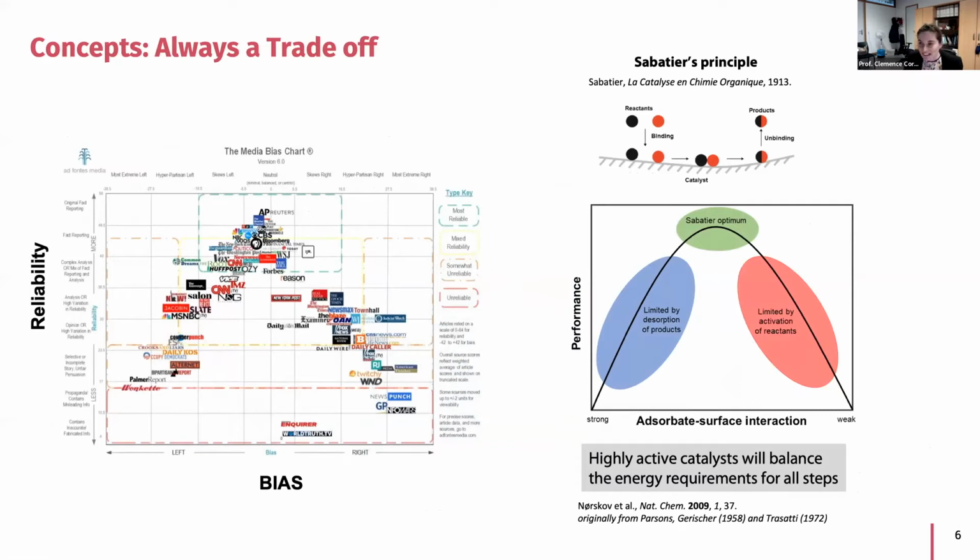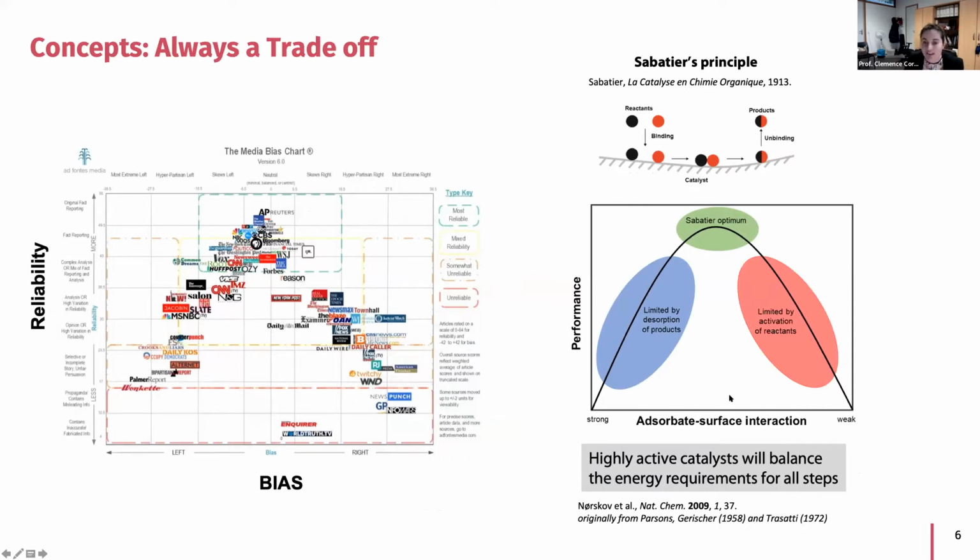So in catalysis, it's exactly the same thing. And that's something that Sabatier taught us. The best catalyst for a given reaction is the one that is going to balance the binding of the reactant and the release of the product. And this can be cast into those plots.